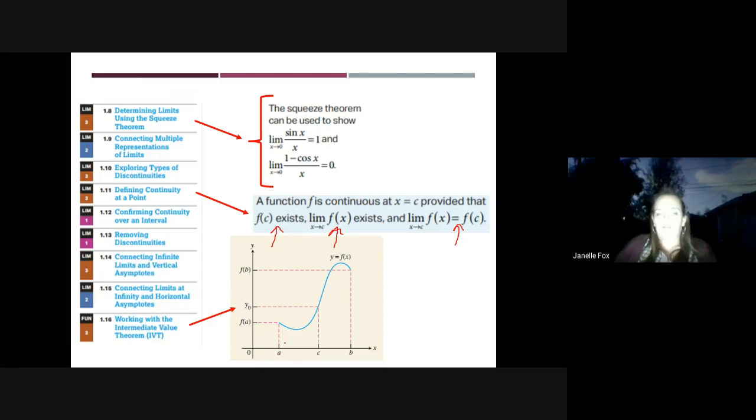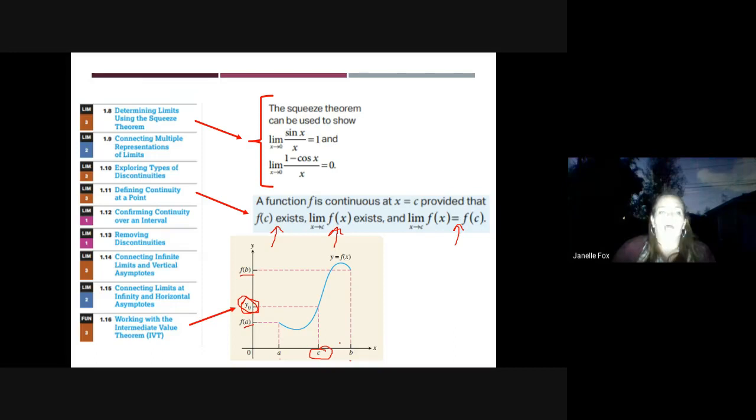The intermediate value theorem said that if a function is continuous, and you have an f of a value and an f of b value, then you can pick any other y value that's between f of a and f of b, and somewhere on the graph between a and b, there will be an x value that will yield that y value that you are going to identify.